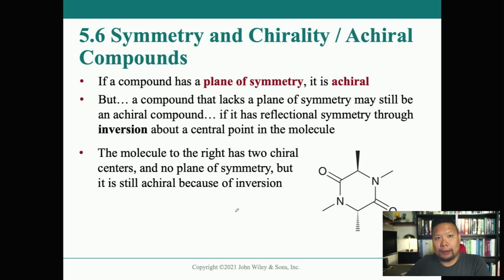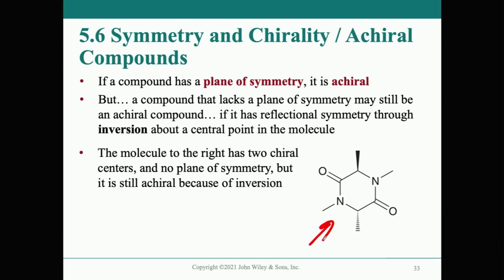All right. If a compound has a plane of symmetry, it is achiral. Yes, we've already flogged that dead horse. But a compound that lacks a plane of symmetry, this is where it gets different, may still be an achiral compound. So if you look at this guy right there, I guess I should move my head out of the way so you can see it better. There we go. That guy definitely doesn't have a plane of symmetry, right?